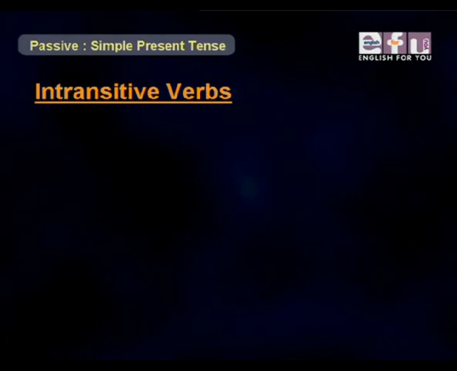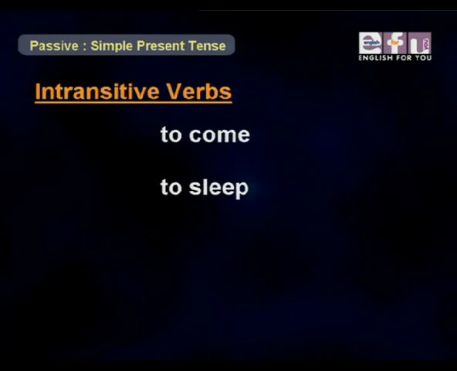Here are some examples of intransitive verbs. Right, for example, to come. There is no object after the verb come. To sleep. To walk. And to fall.